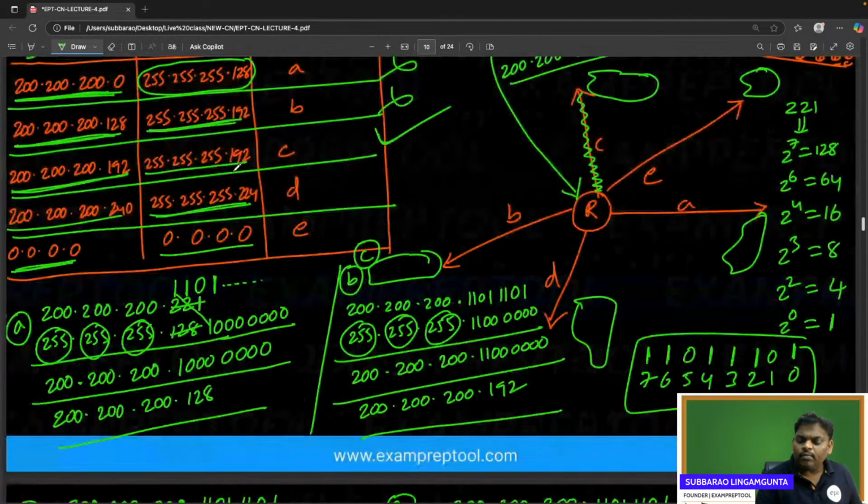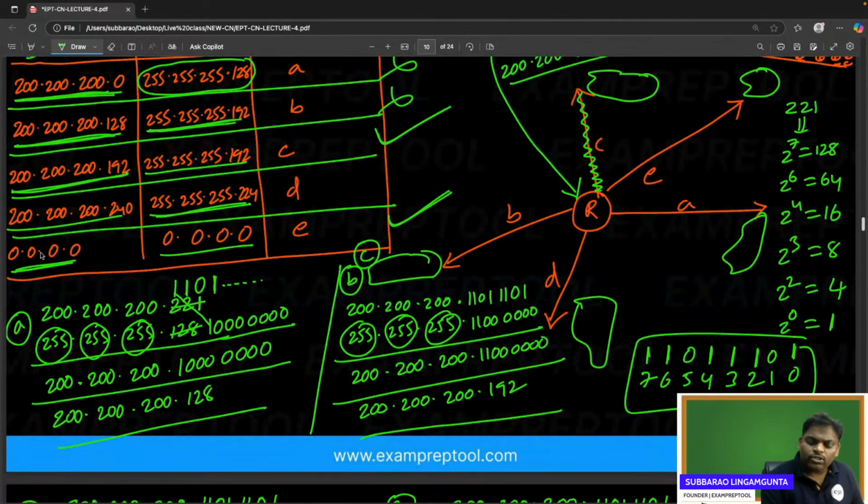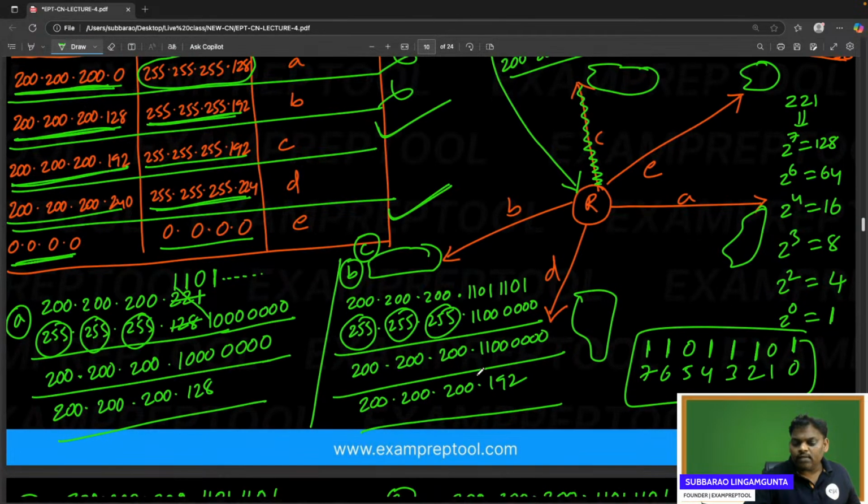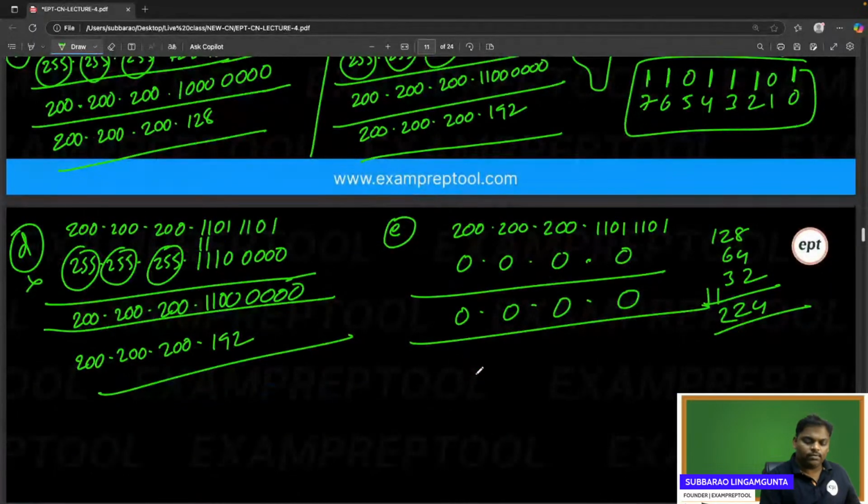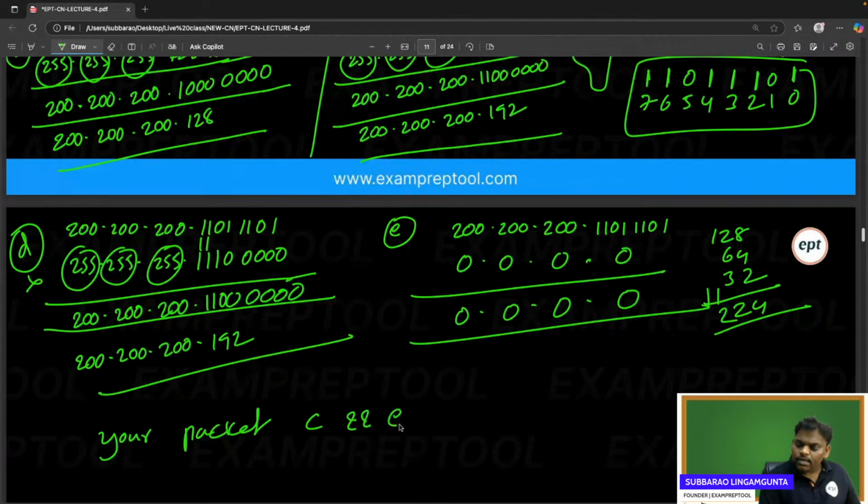So you can send by E also. It is matching, you can send by E also. The answer is, listen, your packet will go via interface C and also via interface E. But remember, your packet will go to C only, not E.